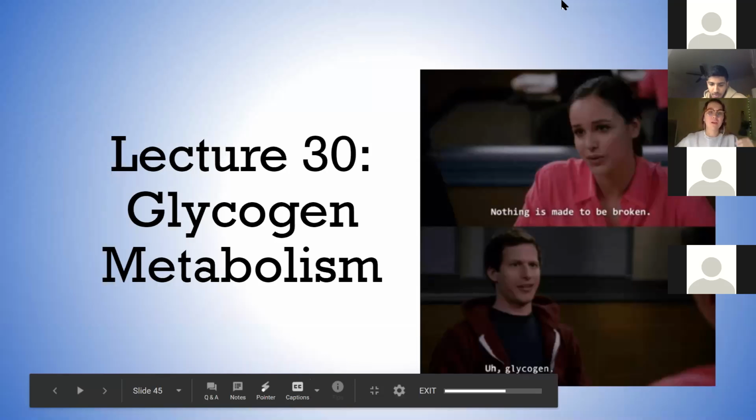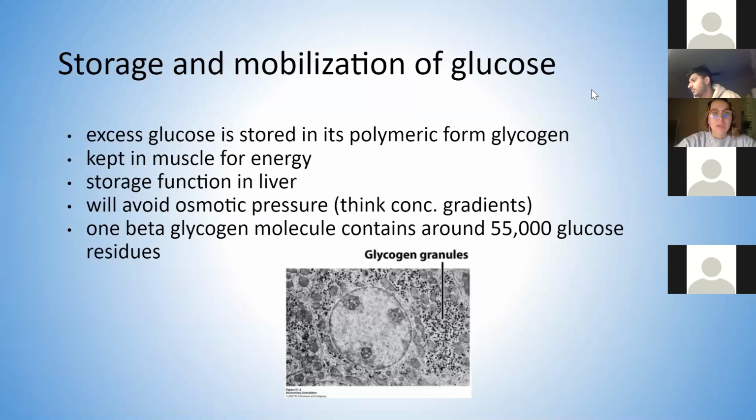All right, so chugging right along to lecture 30, I'm going to be covering briefly more about glycogen metabolism. Essentially what we're covering in this lecture is all about the storage and mobilization of glucose. And as we learned in this lecture, glycogen is the storage, the polymeric form of glucose. So yes, it is kept in the muscle cells for energy. It also serves a storage function in the liver. And it's really important to know that this is essentially the storage form of glucose.